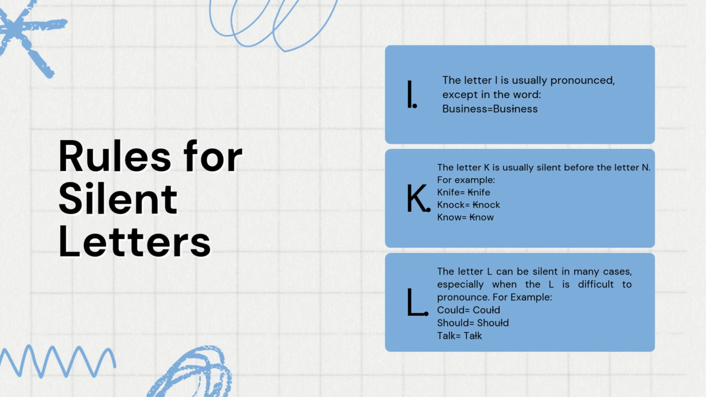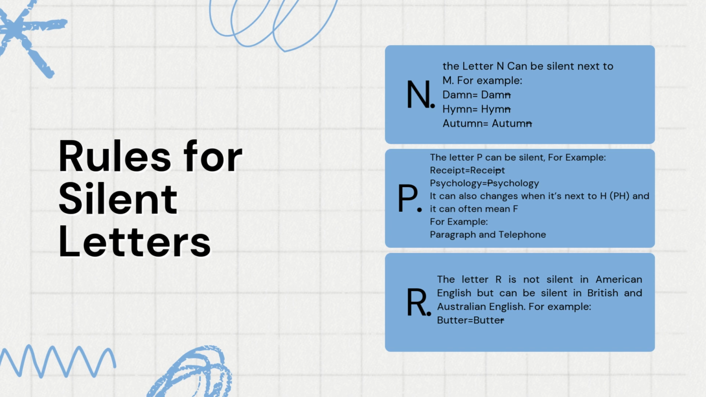And the letter L can be silent in many cases, especially when the L is difficult to pronounce. For example, could, should, talk. Next, the letter N can be silent next to the letter M. For example, damn, hymn, autumn.